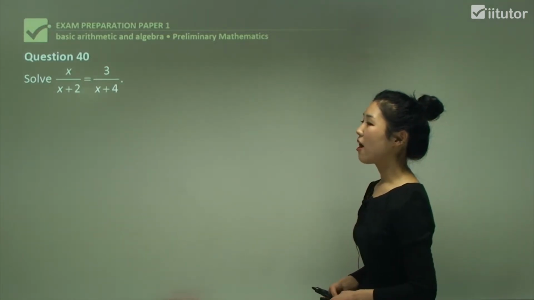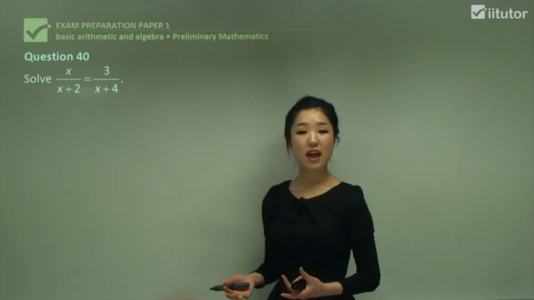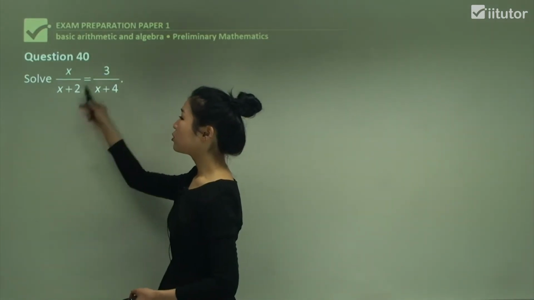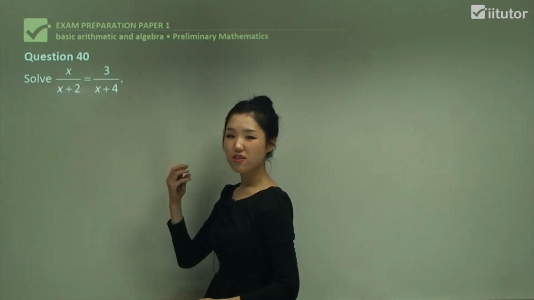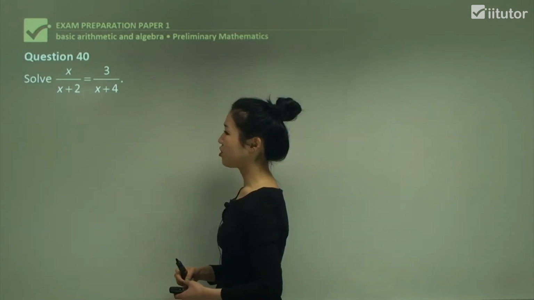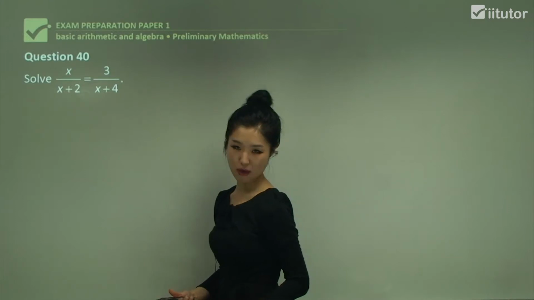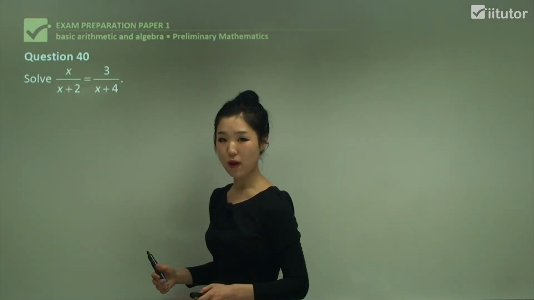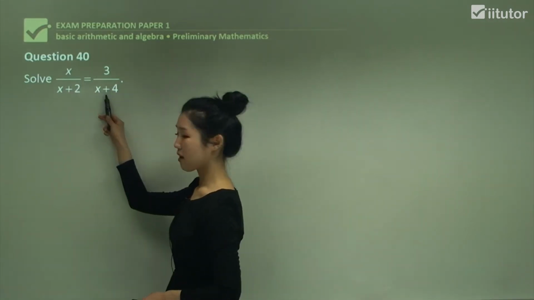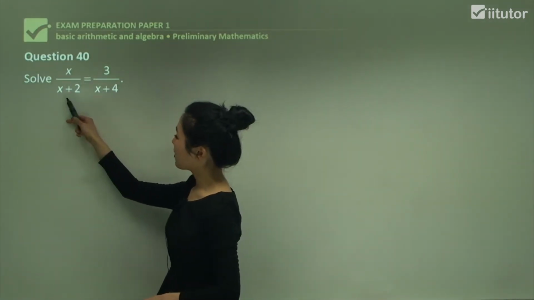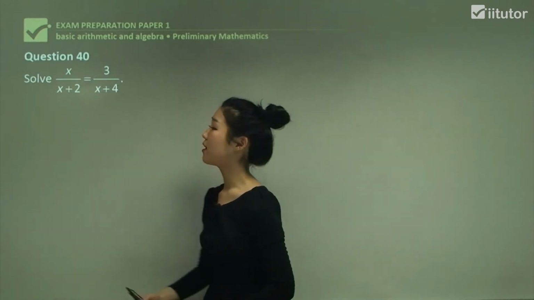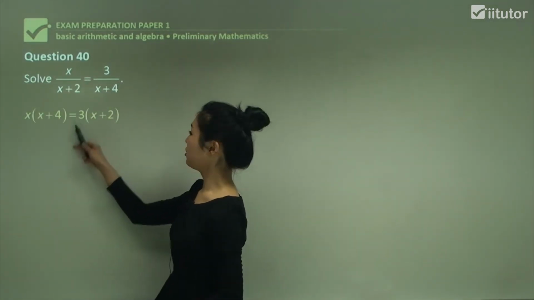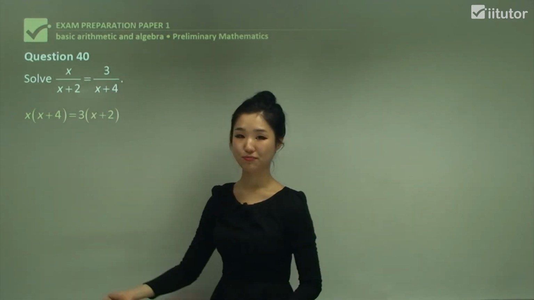Question 40. Alright, this time we have fractions again and we want to solve this equation. But whenever you see a fraction equal to a fraction, the key method I like to use is the cross multiplication method. So if you see a fraction equals a fraction, multiply out crossways. So we multiply the x with the x plus 4 and we multiply the x plus 2 with the 3. Like this. So x times x plus 4 equals 3 times x plus 2.